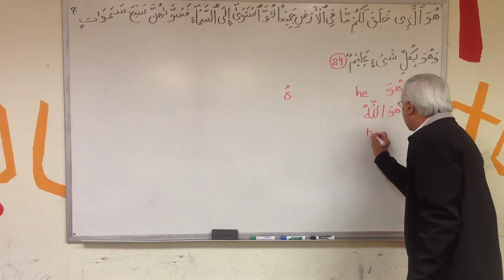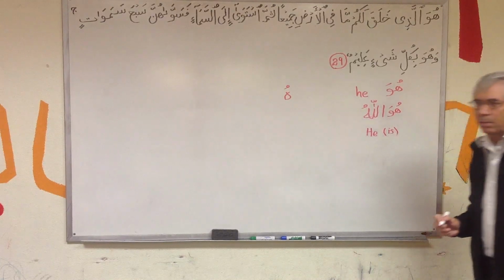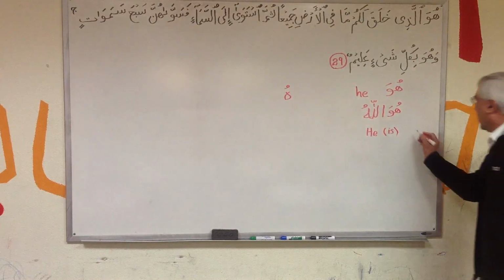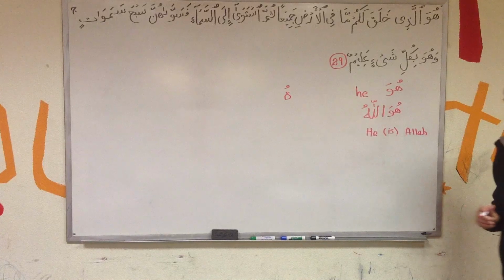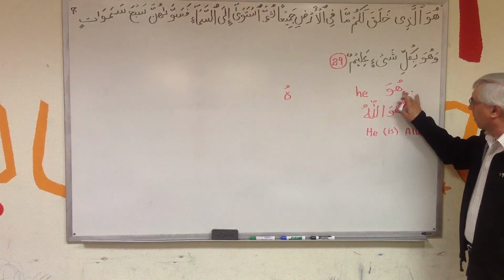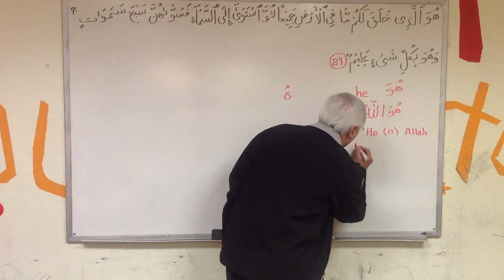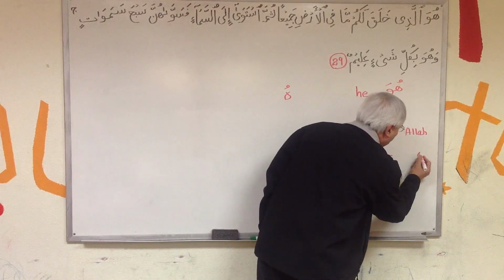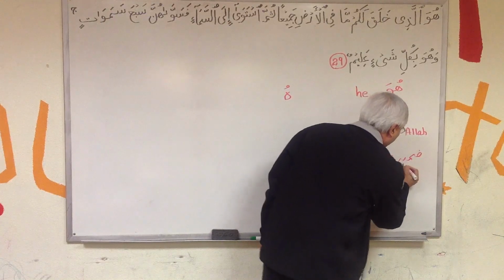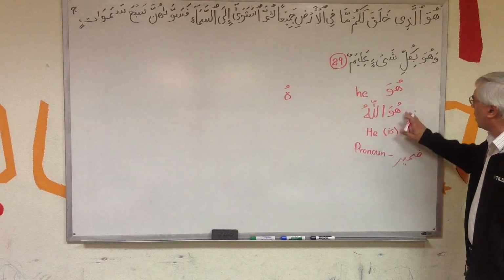And the English for this is he, and in the parentheses we put is, because in Arabic there is no is. And he is Allah. The word Huwa, in English it is he, is called pronoun. And in Arabic it is called dhamir. In Arabic this is called dhamir, in English it is called pronoun. The word he or Huwa.